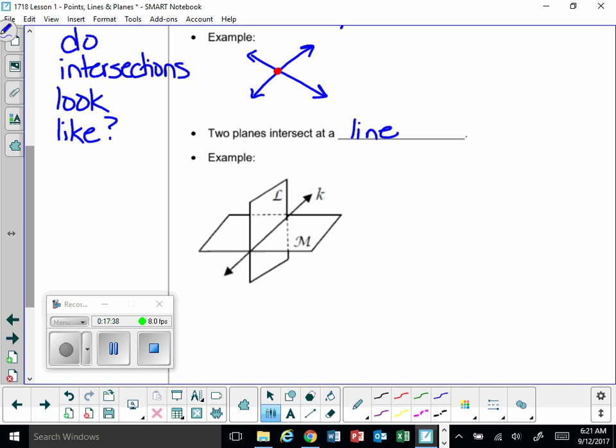And I gave you this drawing. We have plane L and plane M, and they intersect here in line K. Now remember, those planes are infinite, right? So where they intersect has to be something infinite, like a line.